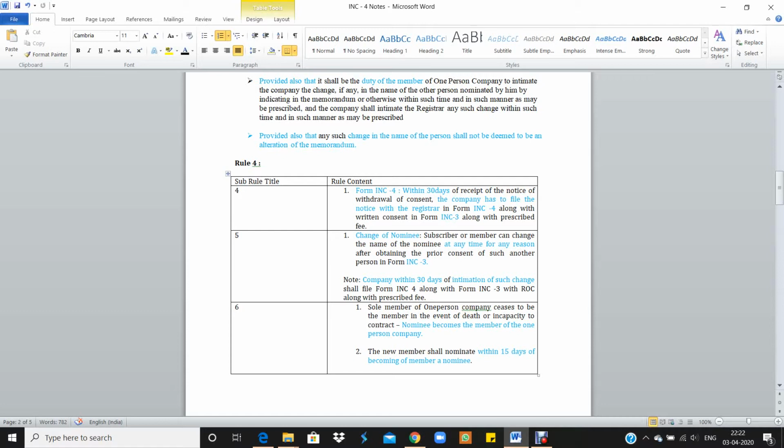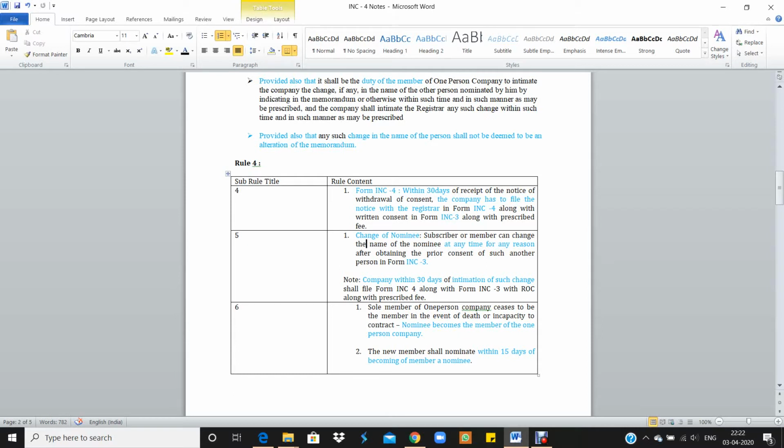Then what does sub-rule 5 say? Change of nominee. The subscriber or member can change the name of the nominee at any time for any reason after obtaining prior consent of such other person in Form INC 3. Suppose the subscriber or member doesn't want the previous nominee to continue, so he wants to change the nominee. He can change at any time and for any reason. So when he changes the nominee, he has to obtain a prior consent, in the sense a written consent, from the new nominee in the form of INC 3, and he has to intimate the change to the company.